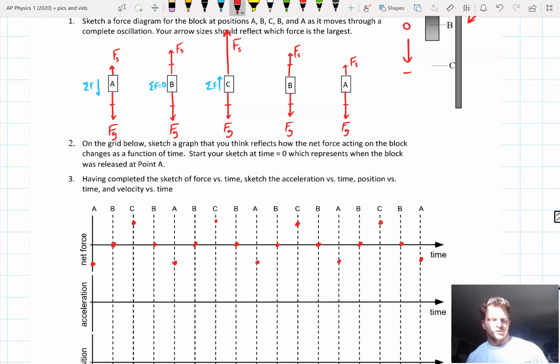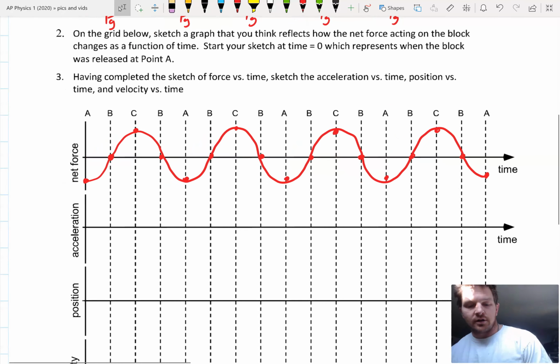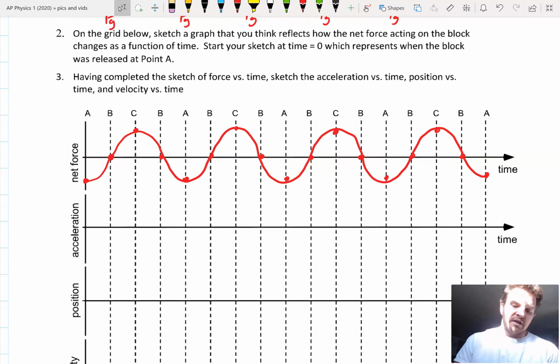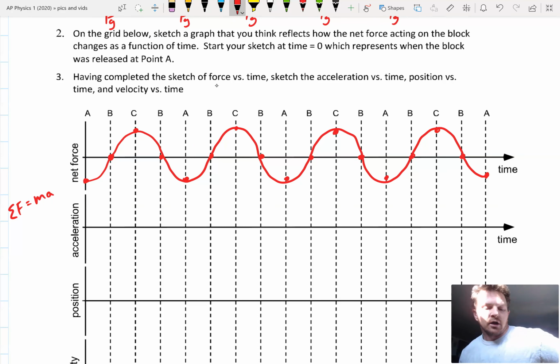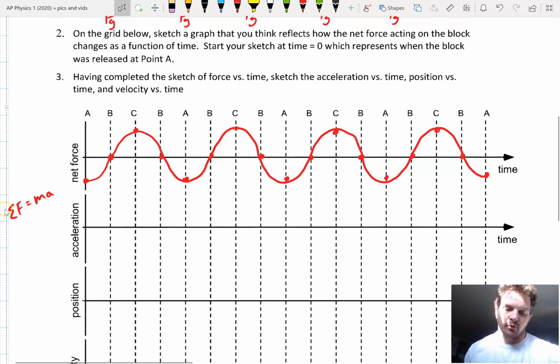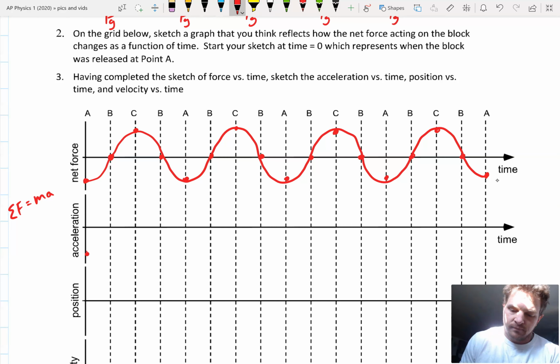All right. And then for the acceleration, remember Newton's second law? Net force equals mass times acceleration. That tells me that the net force right here is proportional to the acceleration. So whatever the net force is doing, that's what the acceleration is going to do. They're always going to have the same shape. So if this is what my net force graph looks like, then my acceleration graph is going to have the exact same shape because they are proportional.